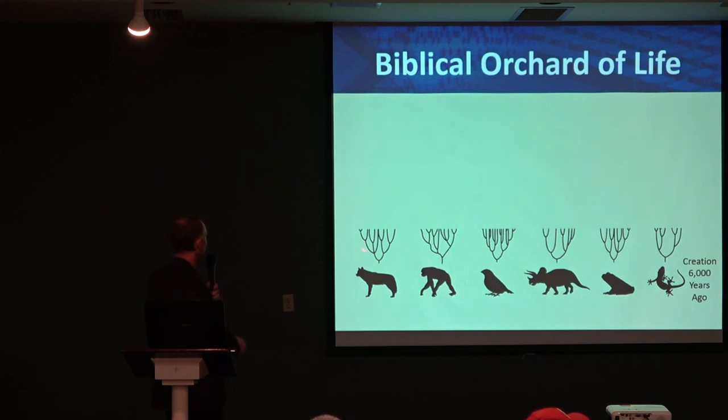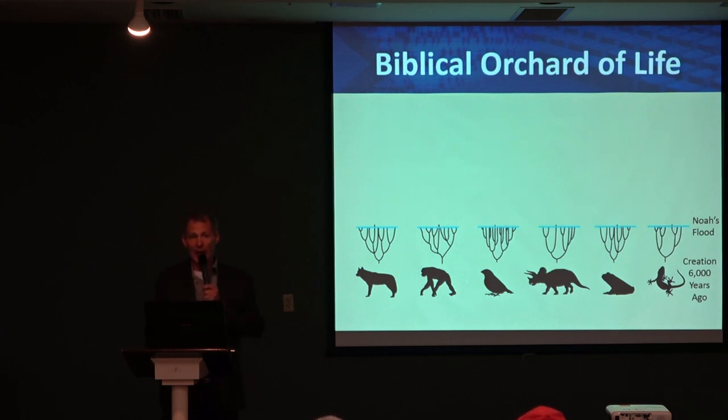This is the Bible's demonstration of what's called the orchard of life. 6,000 years ago, God created every animal kind, every plant kind, every insect kind, every bird kind by his spoken word. And then God placed great genetic variability into each one of these animal kinds, who produced a great amount of diversity within that animal kind. Then what happened? Noah's flood came, killed everything that lived on the earth except for two of every representative animal kind that was taken onto the ark.